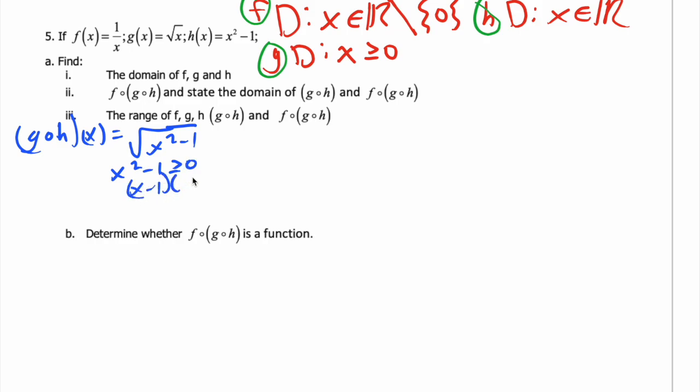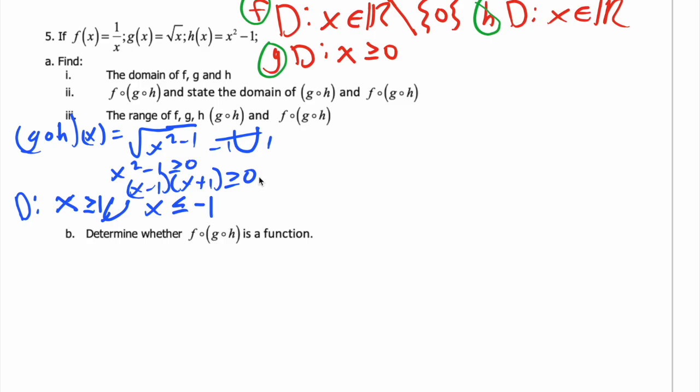X minus 1, x plus 1 greater or equal to 0. This is an upward facing parabola again. Negative 1, 1, so greater or equal to 0 means that the domain of g of h of x has to be x greater than or equal to 1 union x less than or equal to negative 1.